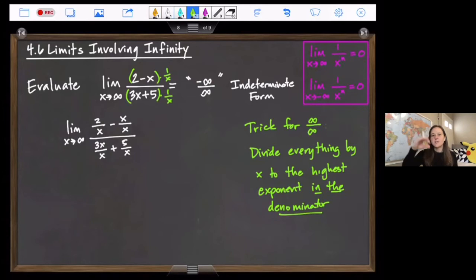And since it's 1 over x over 1 over x, this is just like when you find a common denominator and you multiply by 2 over 2. It's just a clever version of the number 1. So I haven't really changed the limit at all. All right, so now let's see what happens.